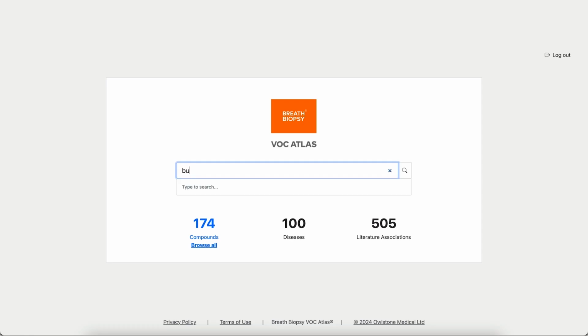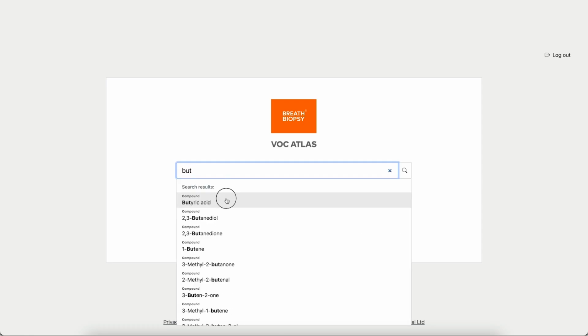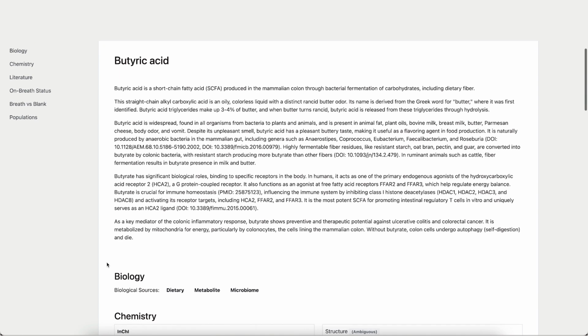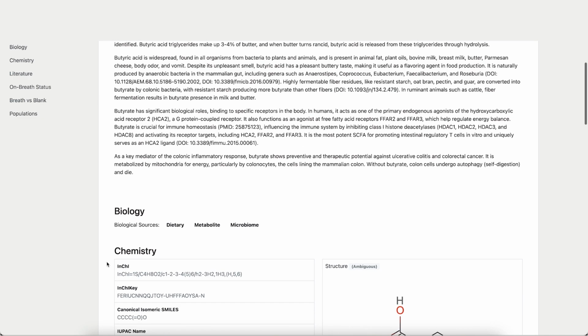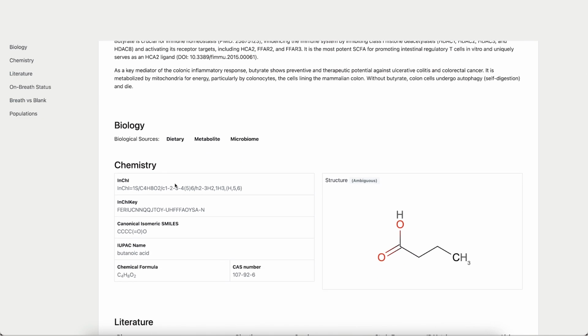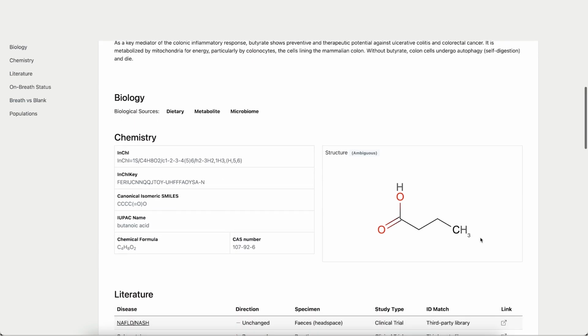On the compound overview page, first type in the name of the VOC of interest, in this case, butyric acid. This then returns a page with background information at the top, including certain characteristics and biological roles as documented in literature. This is followed by some biological sources of the compound, and as you may expect, microbiome and diet are listed here. Next, information on chemistry is noted, including the structure and formula of the VOC.